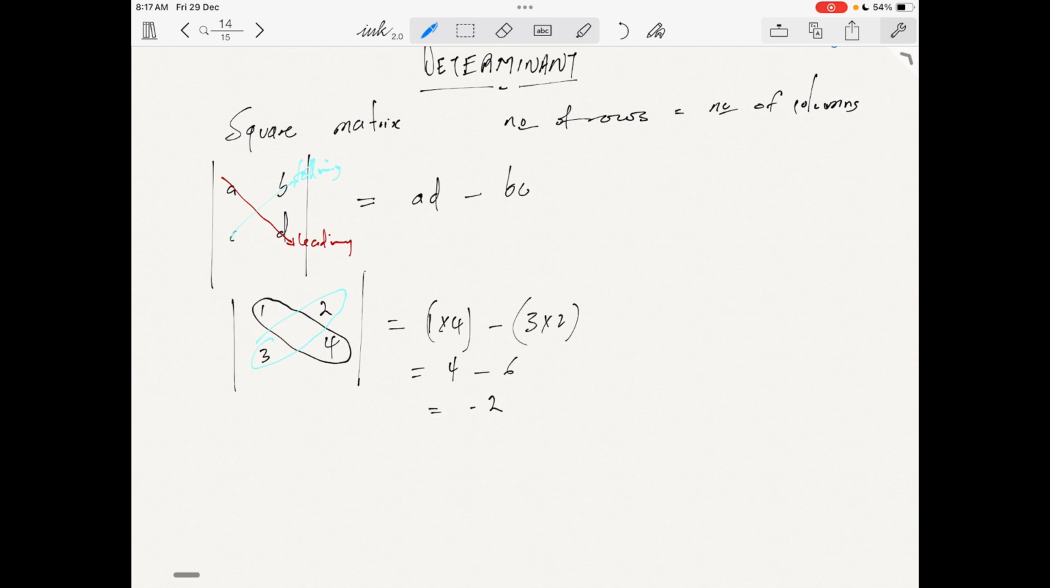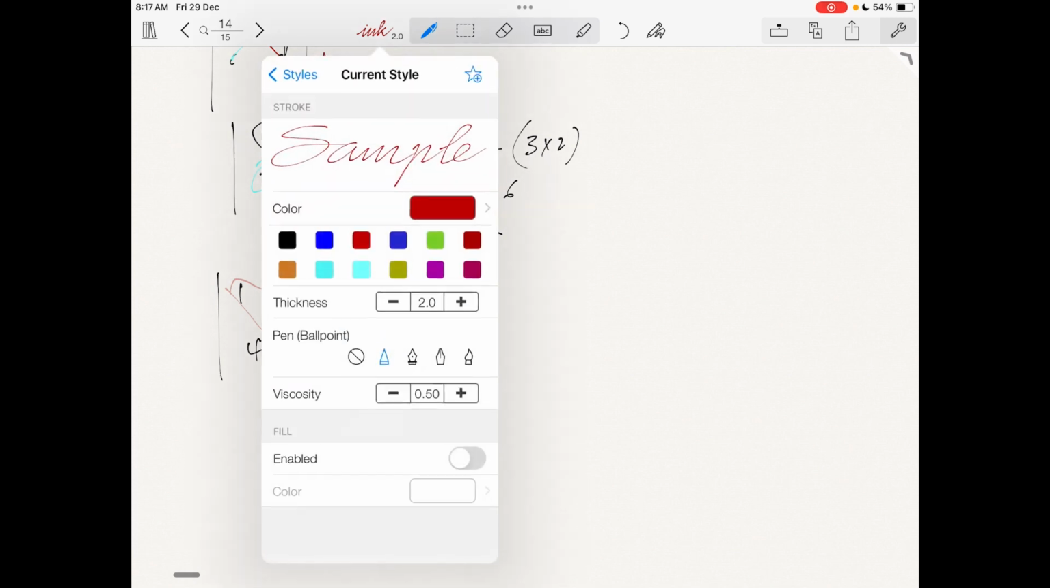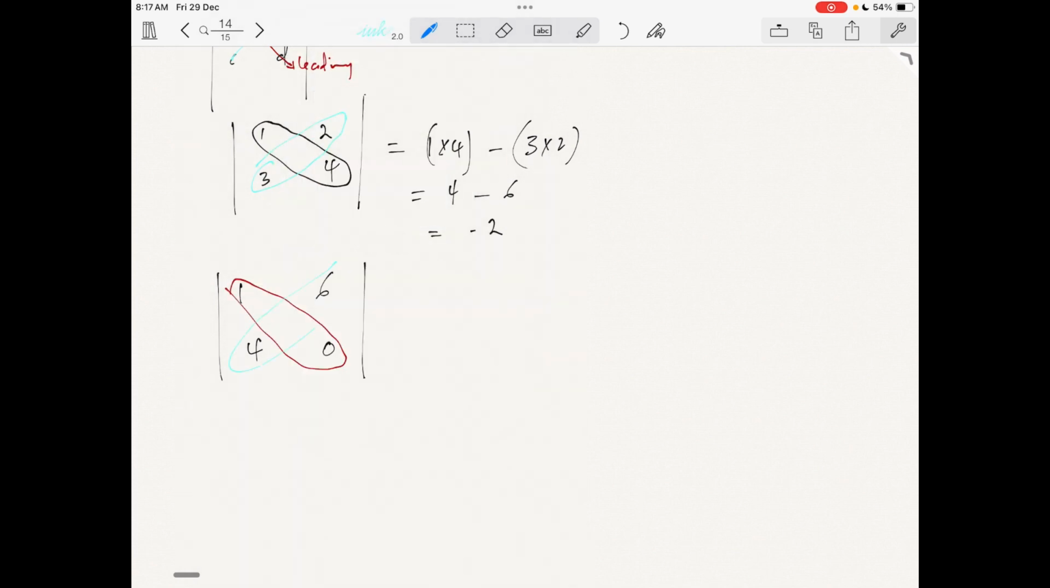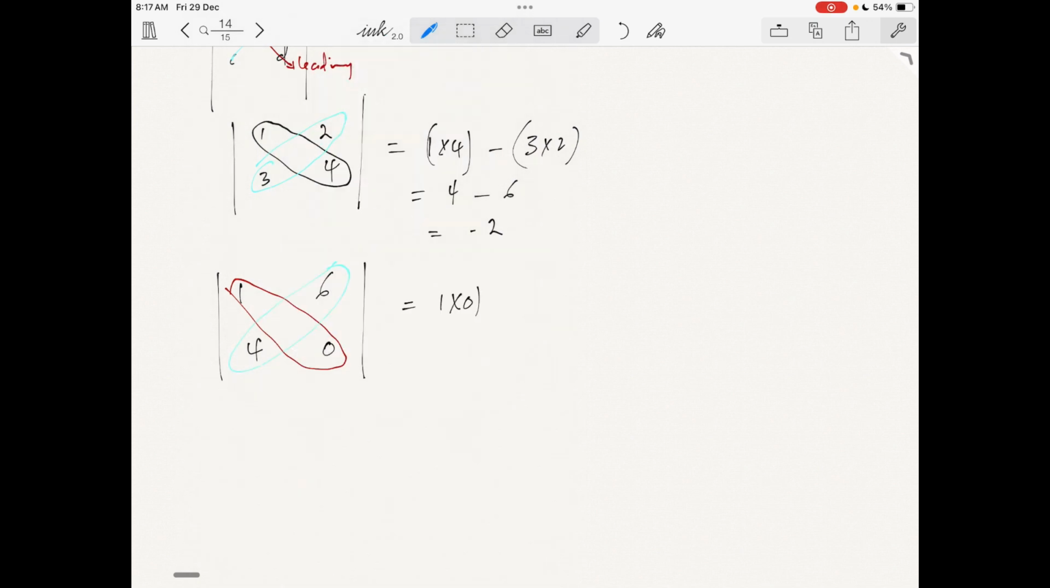Alright, so let's take another example for a 2 by 2 matrix: 1, 6, 4, 0. Now we take the leading diagonal, and we take the product of the leading diagonal. We take the product of the following diagonal, and we make our subtraction. That gives us 1 times 0 minus 6 times 4. That gives us 0 minus 24, which is minus 24.